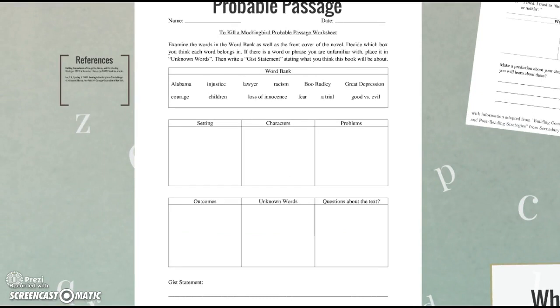Here, I've given two examples of pre-reading exercises. The first is called Probable Passage. Probable Passage is a pre-reading exercise that helps strengthen student knowledge by using vocabulary, prediction, and writing.